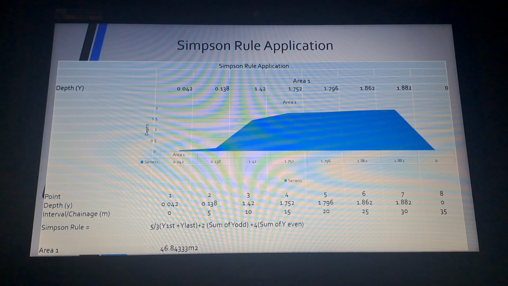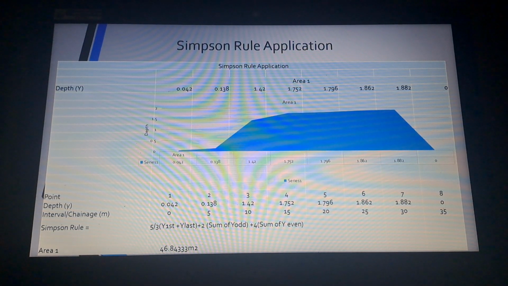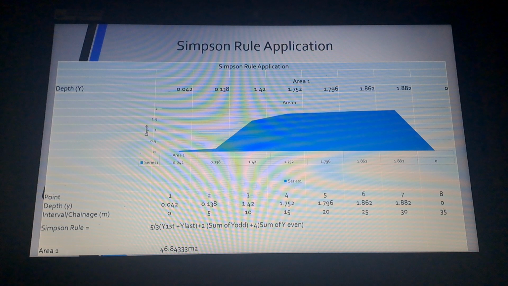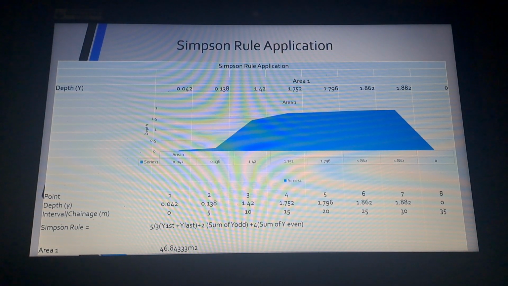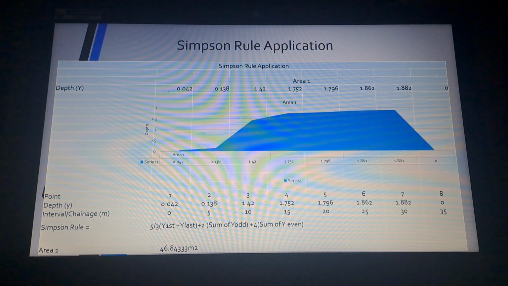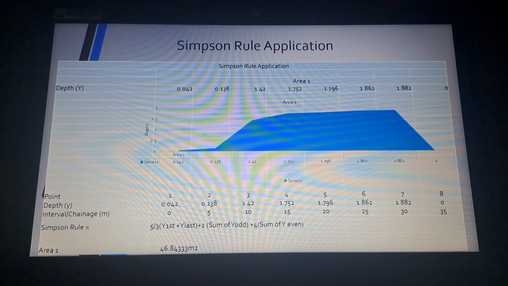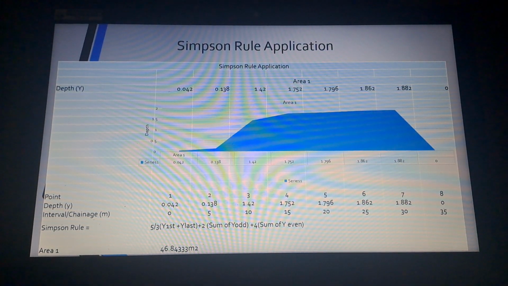That distance becomes our h, which is now 5 meters, and that 5 meters is divided by 3 and multiplied by y, which is our first y plus the last y plus 2 times the sum of the odd points that we have on our solution, and we add also 4 times the sum of the even points, and we've worked out the total area for that.